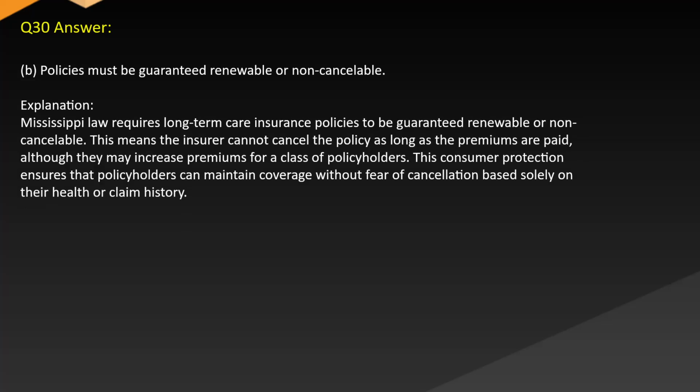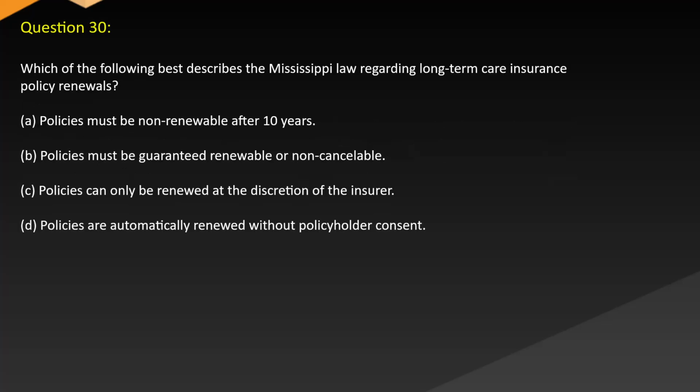Answer: B. Policies must be guaranteed renewable or non-cancelable. Explanation: Mississippi law requires long-term care insurance policies to be guaranteed renewable or non-cancelable. This means the insurer cannot cancel the policy as long as the premiums are paid, although they may increase premiums for a class of policyholders. This consumer protection ensures that policyholders can maintain coverage without fear of cancellation based solely on their health or claim history.